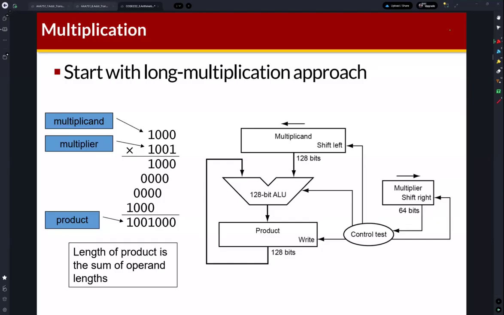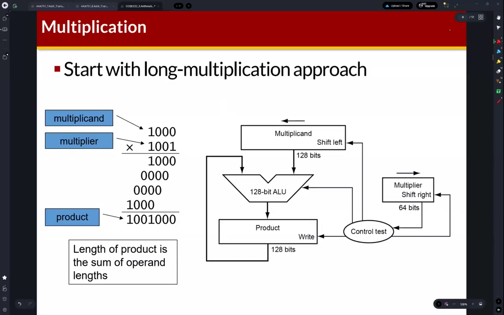This is an example of multiplication. The result C is A multiplied by B. In this equation, A is the multiplicand and B is the multiplier. The multiplicand is multiplied by the multiplier, and then we get the result. The result is called the product, right?